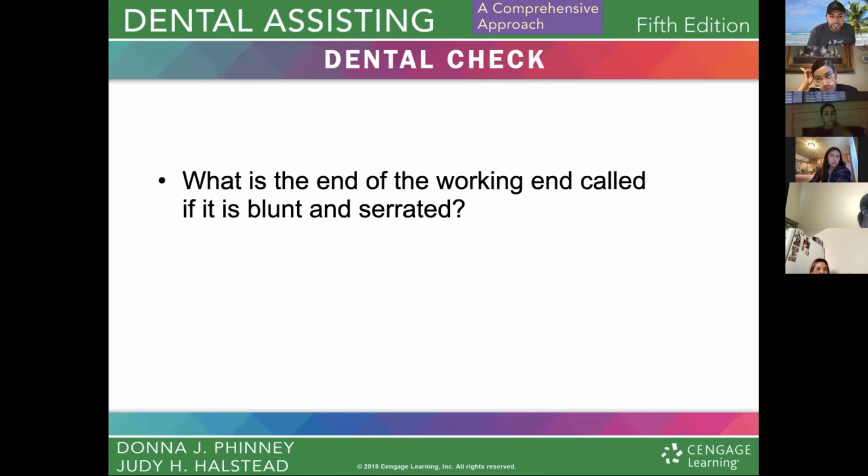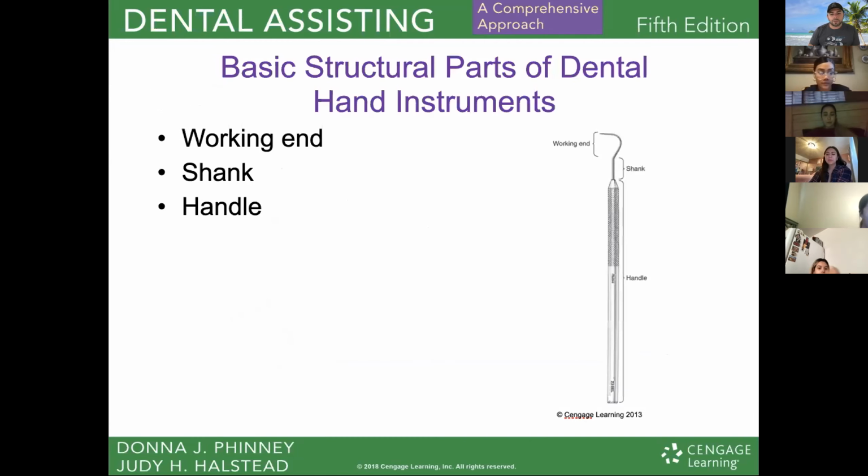Okay, who could tell me what the end of the working end is called if it is blunt and serrated? What is that called? You know, I don't think I covered this, so I'm just going to tell you. It's called actually a nib. So I'll go back to the slide where I was supposed to tell you.